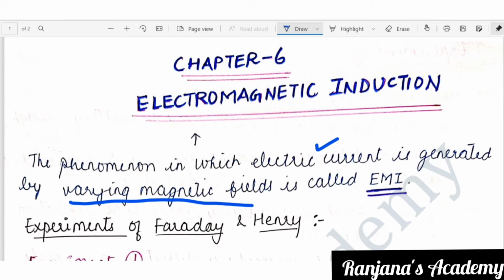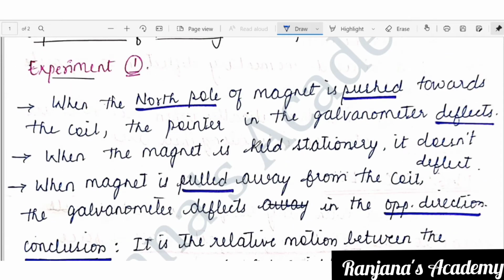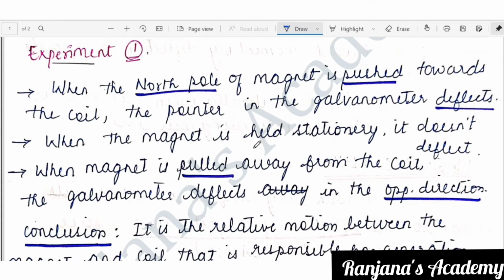To understand this concept better, it was proven by two scientists, Faraday and Henry. The first experiment is when the north pole of a magnet is pushed towards the coil. First of all, what are the requirements for this experiment? You need a coil, a bar magnet and a galvanometer which is connected to your coil. You're going to move the bar magnet. I'll explain it point by point.